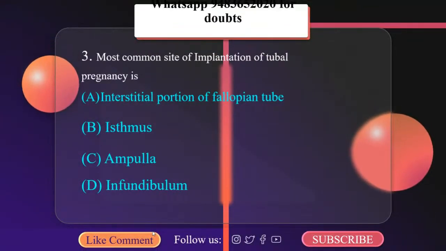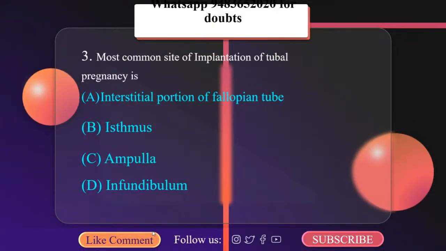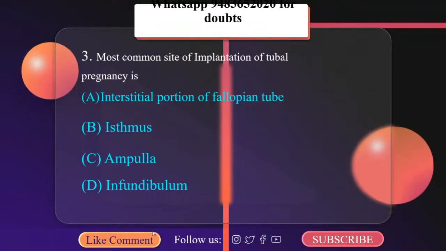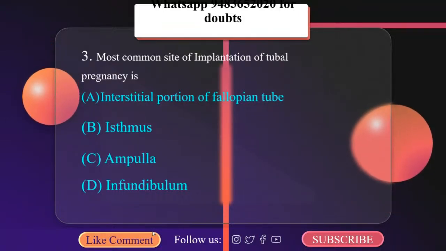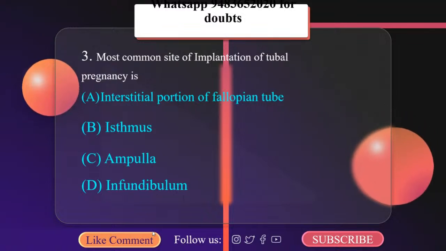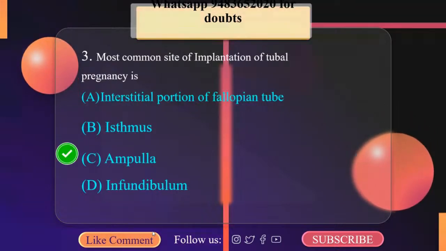Most common site of implantation of tubal pregnancy is A. Interstitial portion of fallopian tube. B. Isthmus. C. Ampulla. D. Infundibulum. It is ampulla.